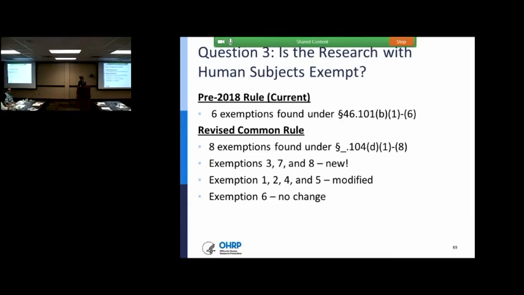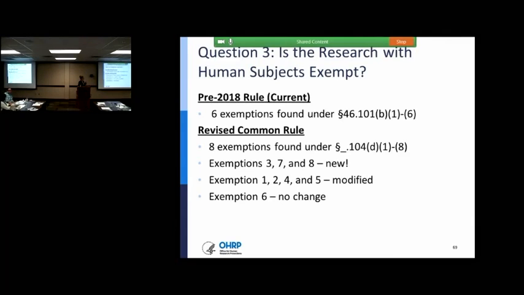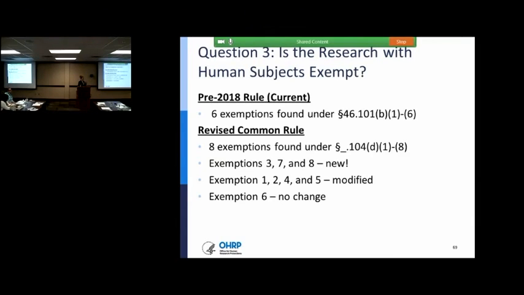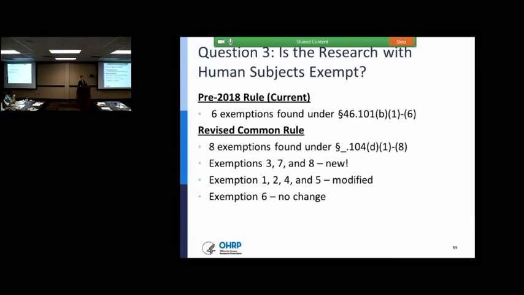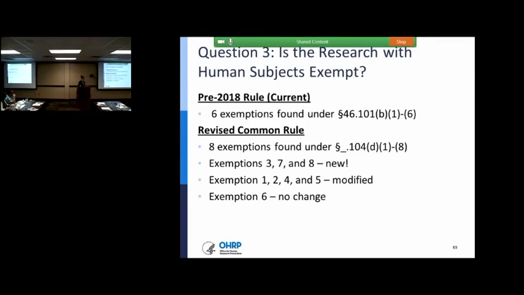The revised common rule has 8 exemptions. The actual locations have moved from section 101 to 104, just in a different place. Exemptions 3, 7, and 8 are brand new, so there wasn't anything like them in the current exemptions. Exemptions 1, 2, 4, and 5 have been modified in different ways, and we'll go through these in detail. And then exemption 6, there's been no change. So there's at least one that we won't have to really discuss.